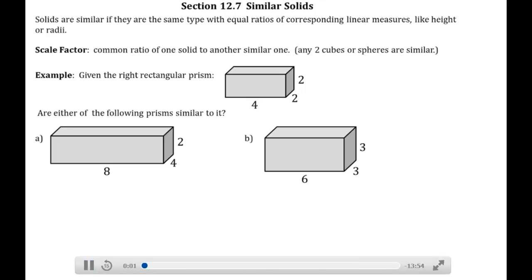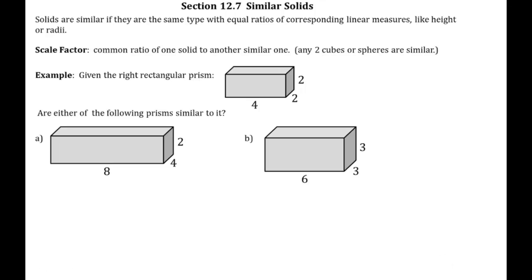Hello everyone, we're on section 12.7 now, similar solids, and we're looking at different solids now. Different shapes are similar if they are the same type of solid. That means either both rectangular prisms like we're looking at here, cones, or spheres, if they're both the same type and have equal ratios of corresponding linear measures.